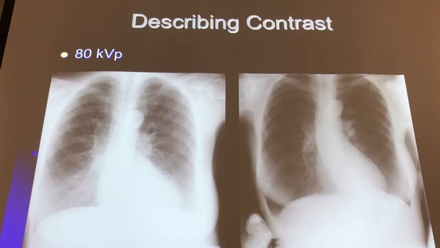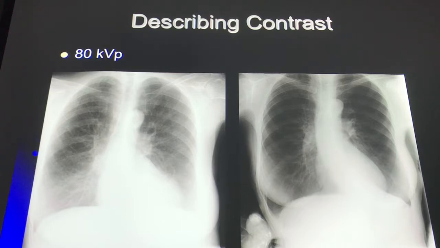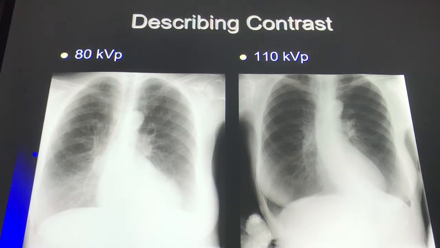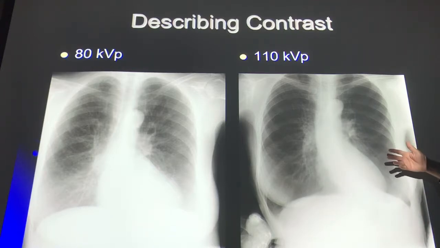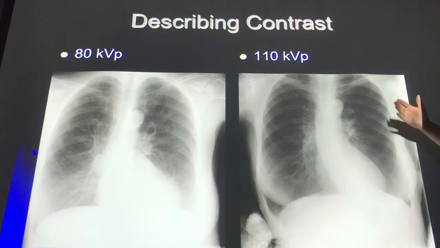Give me one second. When you look at this image, and let me turn off the lights. When you look at these two images, which one has more density? The 110 has more density, the overall density, right? Okay, and I agree with you guys. Let's suppose that this radiograph was done at 110 kVp and let's say 5 mAs. What will happen if we bring this to 2.5 mAs? What will happen to the density? The density will go down. The density will look lower, but the shades of gray are still gonna be there.